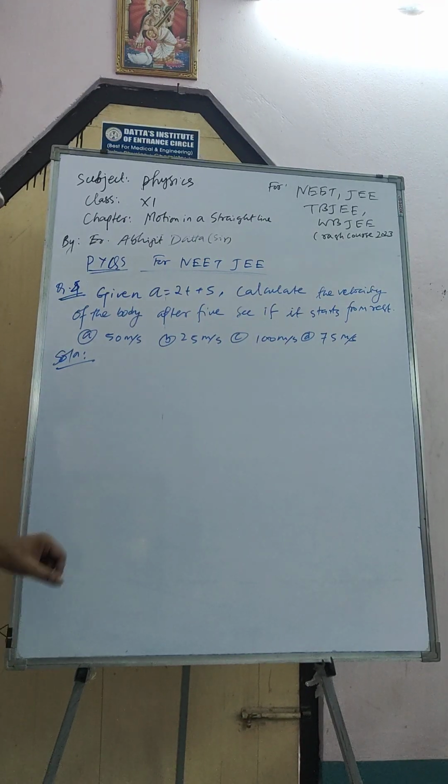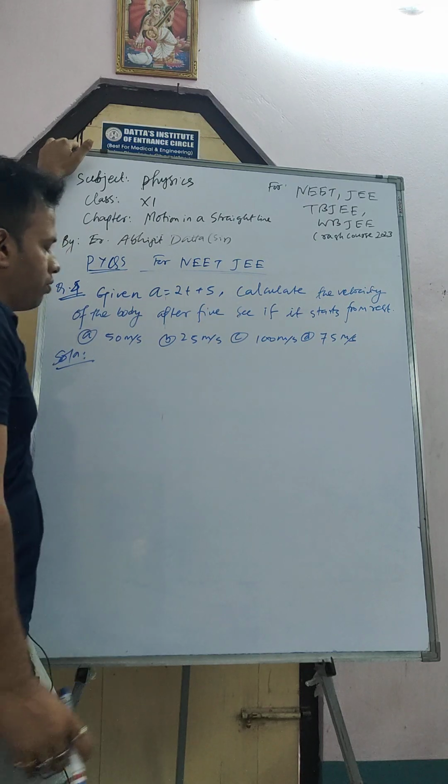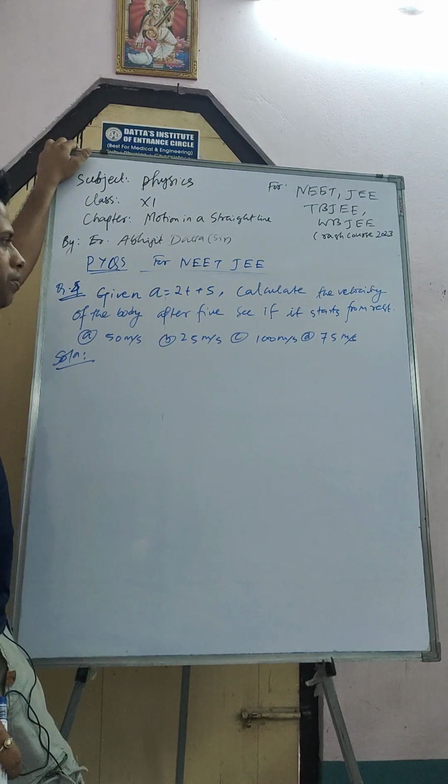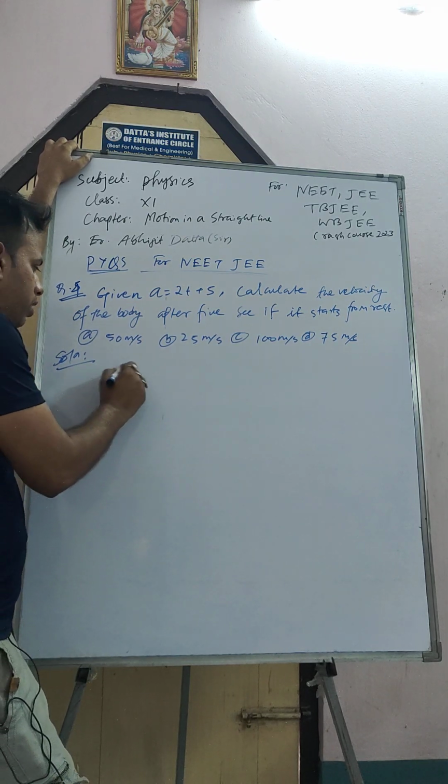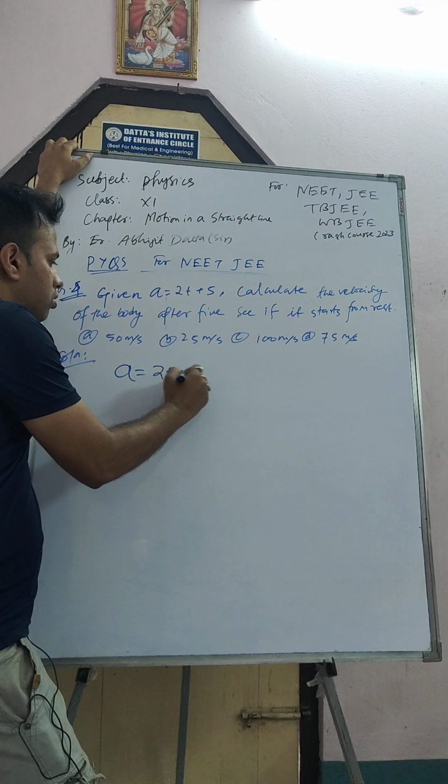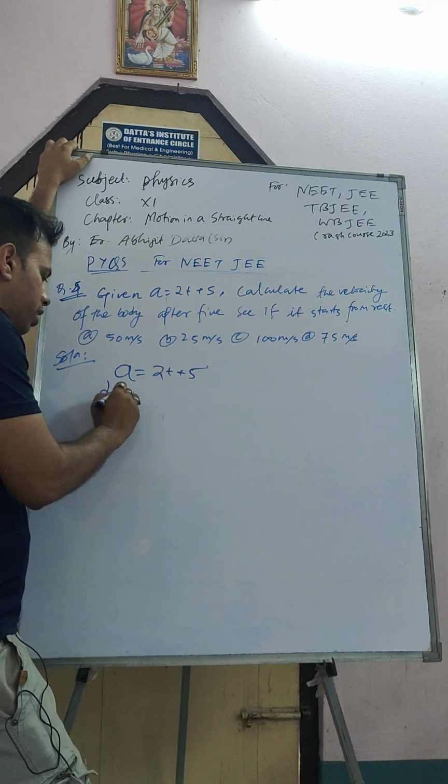So our next question, that is question number 4. Given that a equals 2t plus 5, calculate the velocity of the body after 5 seconds if it starts from rest. Four options are given, which option is correct? We have to find out. So here acceleration is 2t plus 5. So acceleration we can write as dv by dt.